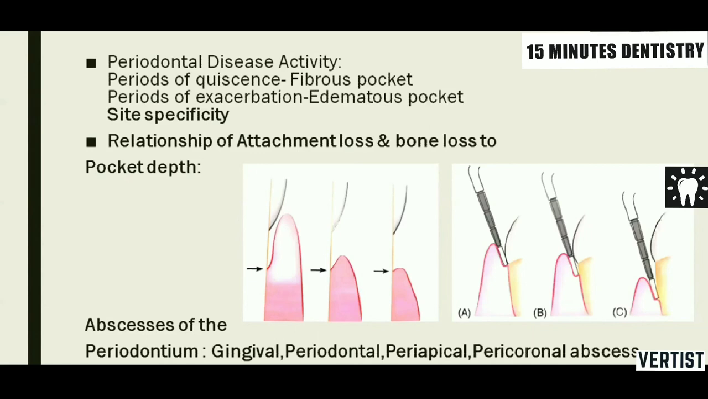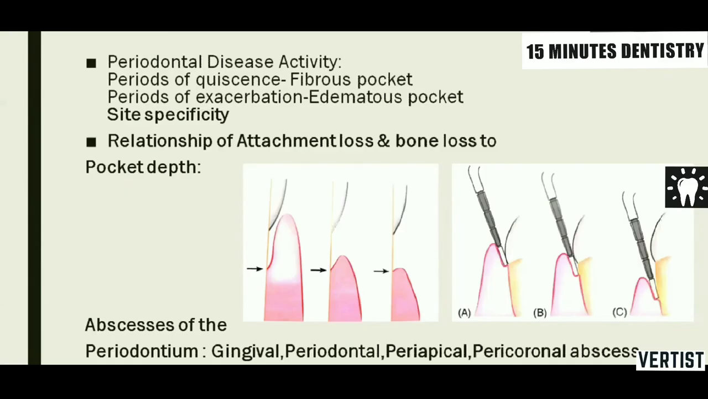So there is a change of flora from gram positive to gram negative, aerobic to anaerobic, non-motile to motile, as well as the pink and firm gingiva resulting in a fibrous pocket. Or you may see spontaneous bleeding, purulent discharge, and red inflamed gingiva in an edematous pocket. So these are the periods of disease activity.